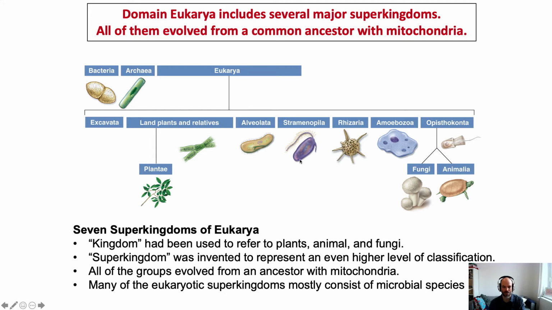And all of these evolved from a common ancestor that had mitochondria, because all of the species in these groups have mitochondria. And the weirdos that don't have mitochondria are recently derived from ancestors that did have mitochondria. Therefore, the ancestor of all eukaryotes must have had mitochondria.